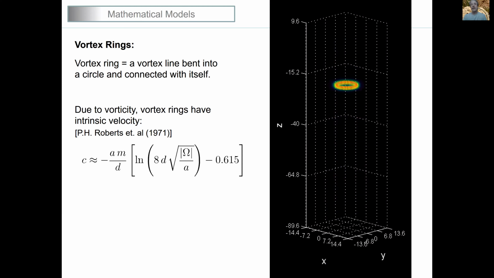And the reason that these vortex rings cannot exist in a stationary frame, meaning that they always have an intrinsic velocity, is because suppose that you have the ring like this.